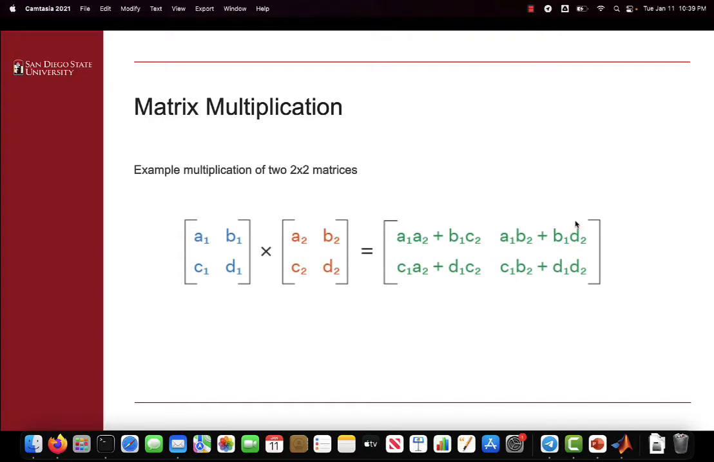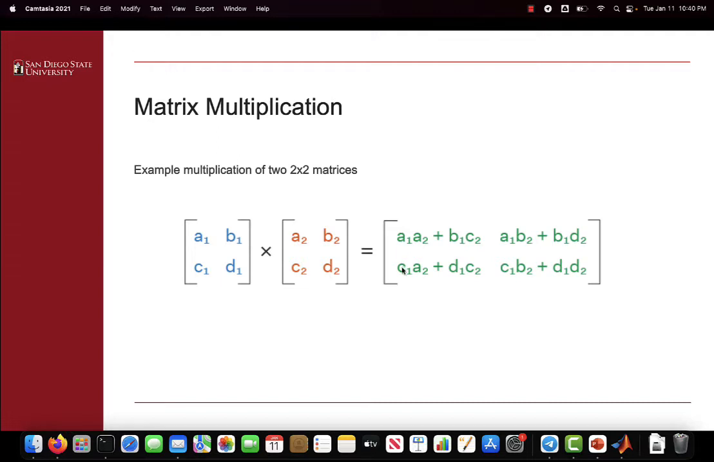If you want to find this element, which is the first row and second column of the result matrix, you need to multiply the first row of the first matrix and the second column of the second matrix. As you can see here, A1 times B2 plus B1 times D2.